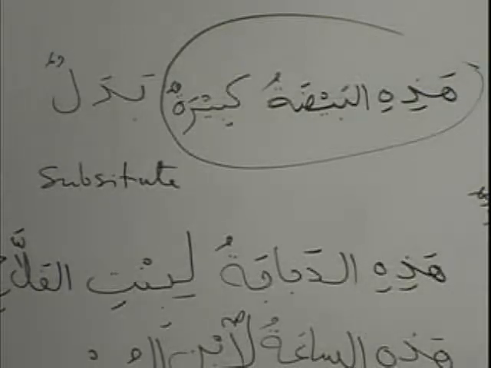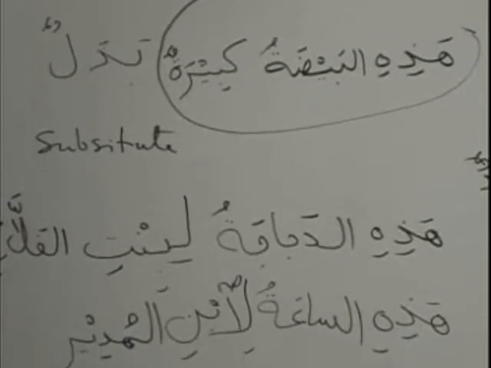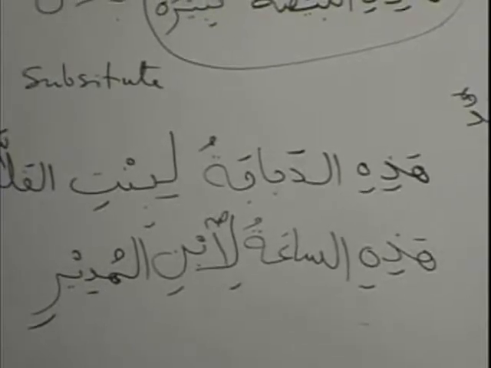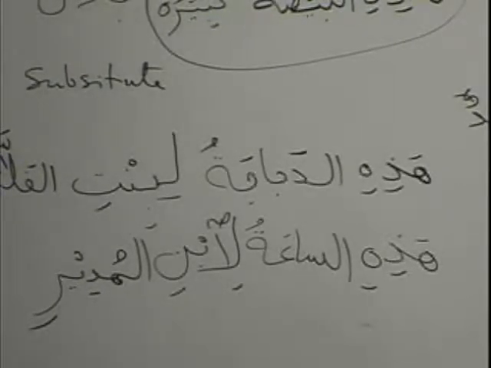Okay, next one. Hazihi sa'atu. What is hazihi? Mubtada. What is sa'atu? Badal. Now we have to have a khabar. What is li? Harf jar. I need an ism majrur. Ibni. So libni. So then it is mudaf and then mudaf ilayhi. But brother, if you can say these things, alhamdulillah, you have achieved something nice.